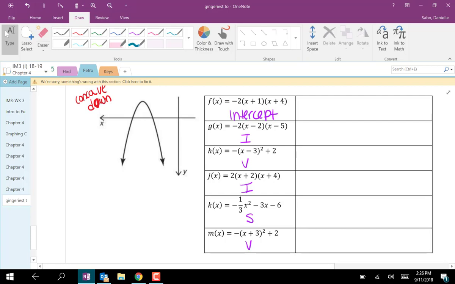Okay, so right away, which one could be canceled out because it's not concave down? The J, very good. Okay, so that one's gone. We just crossed it out. That can't be because it's supposed to be concave down, and this one says concave up. Okay, cool.